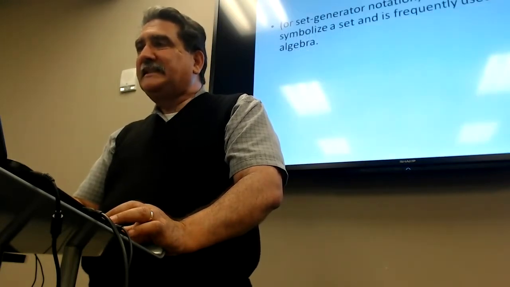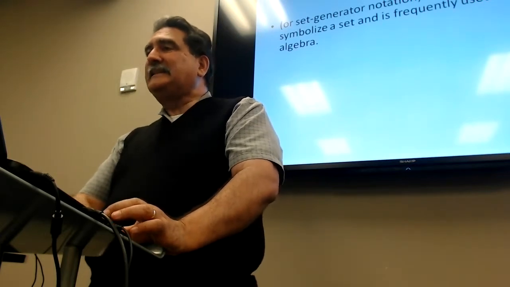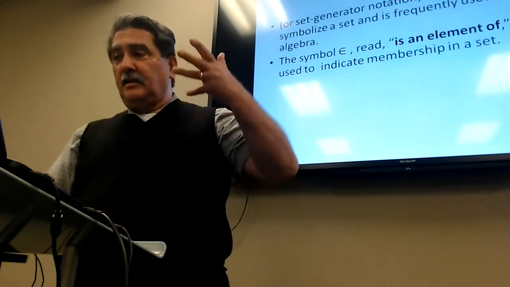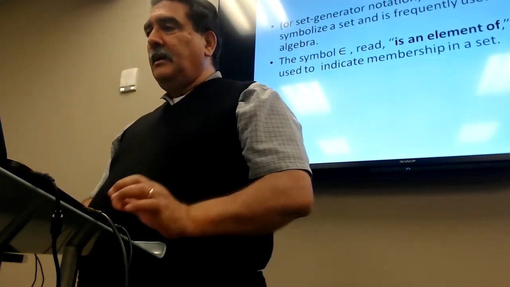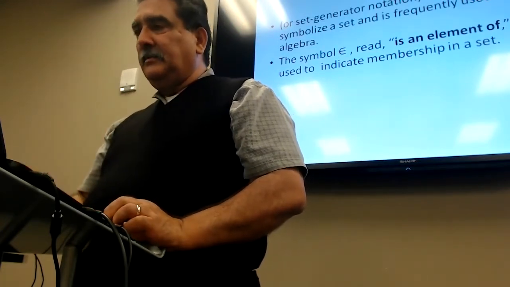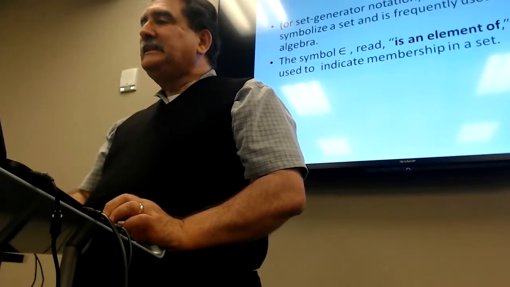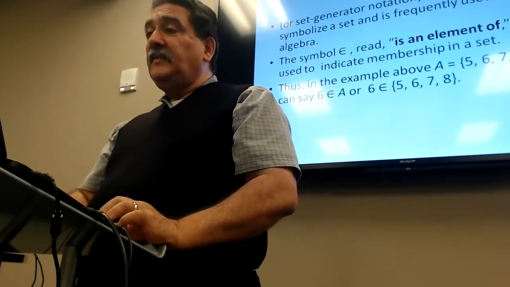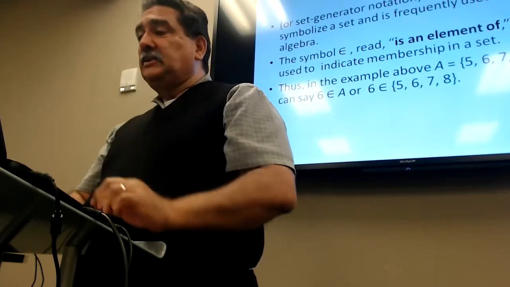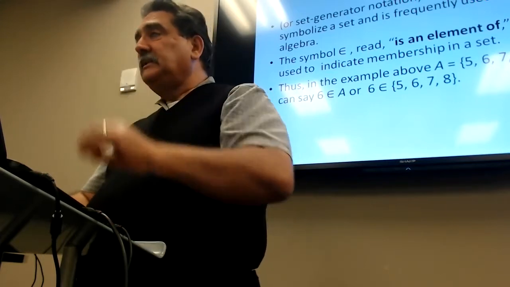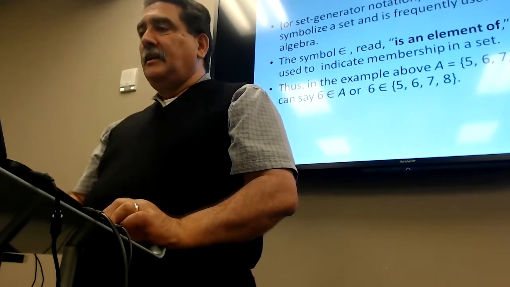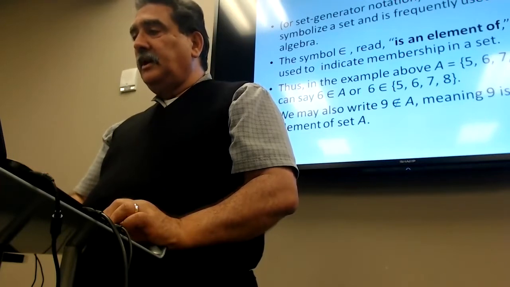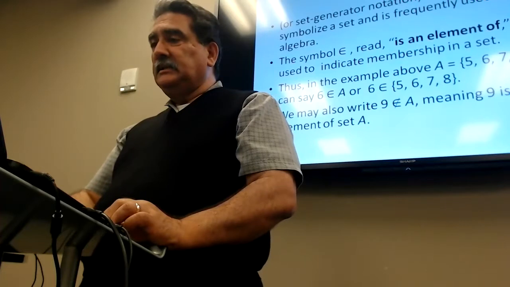Set builder notation or set generator notation may be used to symbolize a set and is frequently used in algebra. Now, the symbol that you use, as you can see in the PowerPoint, looks like a small E without that little part. That means is an element of whatever set you are talking about. For example, if you have a set A, 5, 6, 7, 8, we can say 6 is an element of A by using that sign. Or 6 is an element of the set 5, 6, 7, 8. All right? We may also write that E symbol crossed with a line, meaning 9 is not an element of a set, as you can see on your PowerPoint.